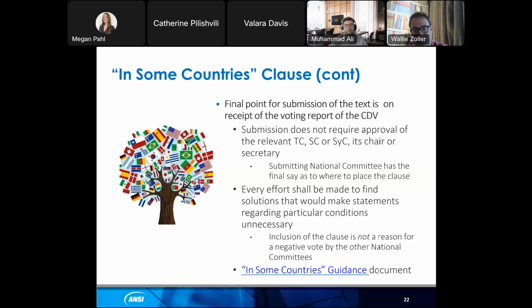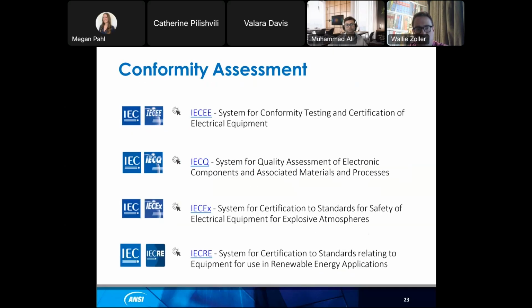But it is not seen as a reason for a negative vote by other national committees. It is seen as a concession to the pragmatic realities that exist within other countries that allow these standards to still be published and still be accepted as a document in those areas. So I think that we have put the link to the In Some Countries guidance document that can require some nuance, and I'm sure any of us would be willing to go over it with anyone who has questions about those moving forward. So thank you very much.